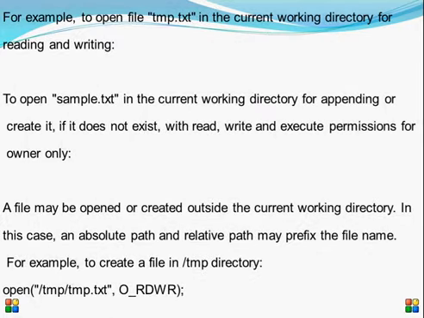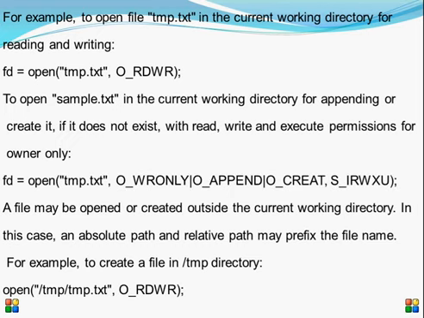For example, to open the file temp.txt in the current working directory for reading and writing, we can use this, which consists of the file name and the mode. To open sample.txt in the current working directory for appending, or create it if it does not exist, with read, write and execute permissions for owner only, then we can use this, which consists of all of this.